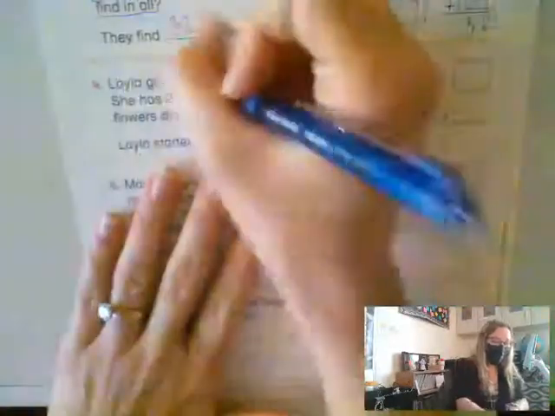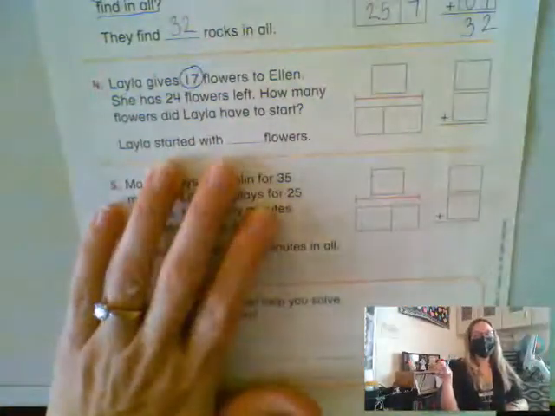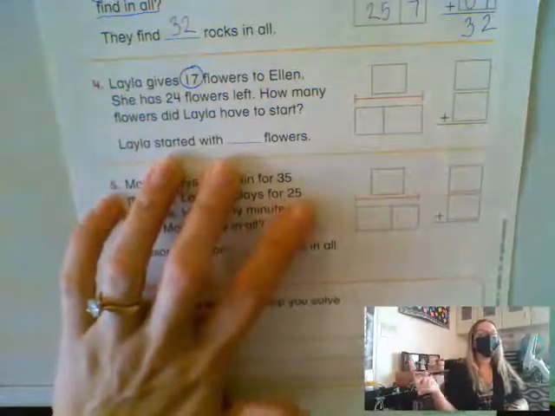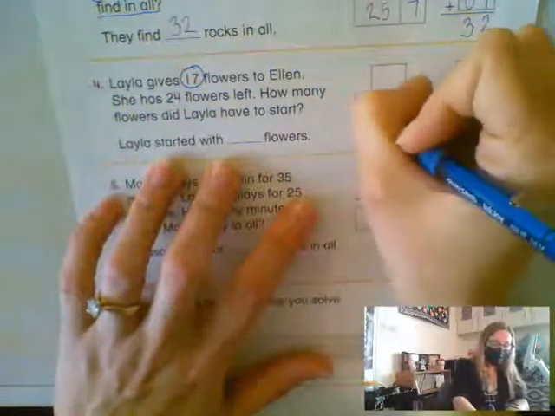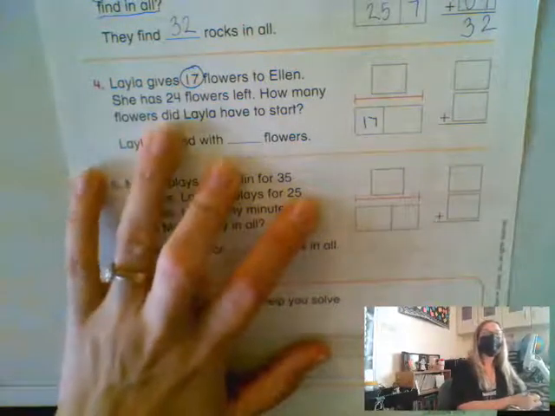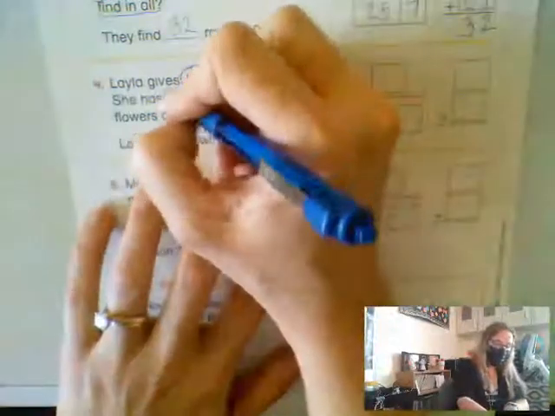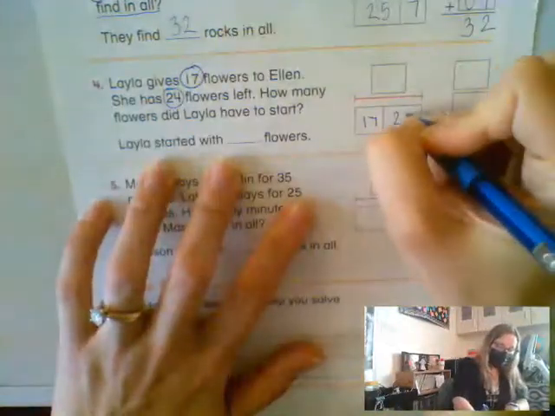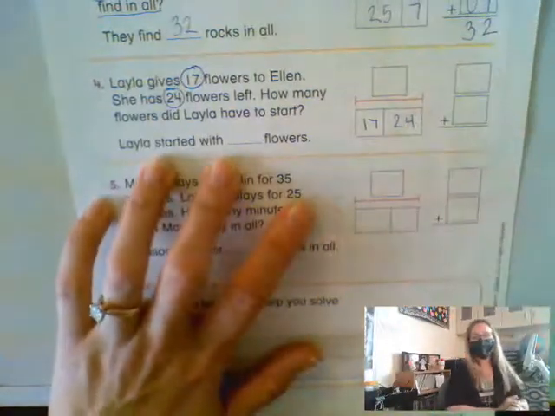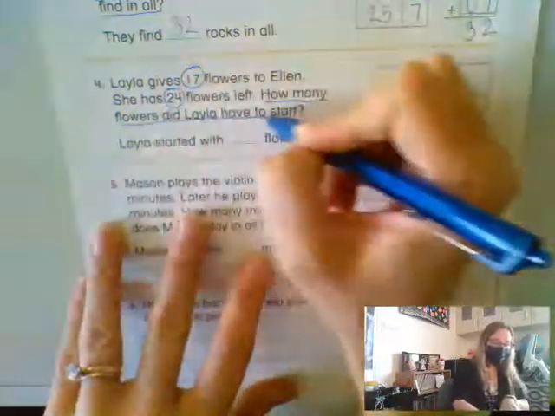It says Layla gives 17 flowers to Ellen. Everyone circle 17 flowers. And while we're at it, since we circled 17, let's put 17 in here because we know that's one of our parts. It says she has 24 flowers left. Circle 24 and put 24 in your other part. Now the question says, how many flowers did Layla have to start?